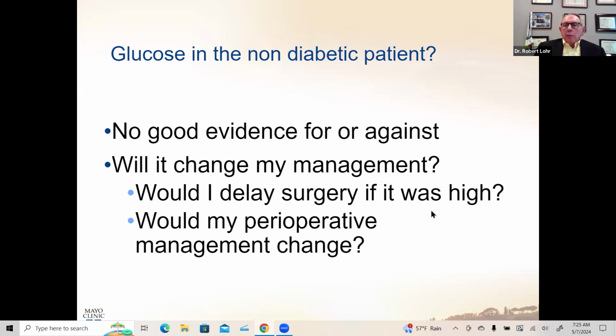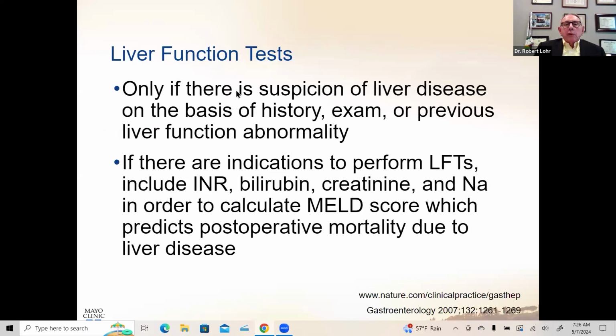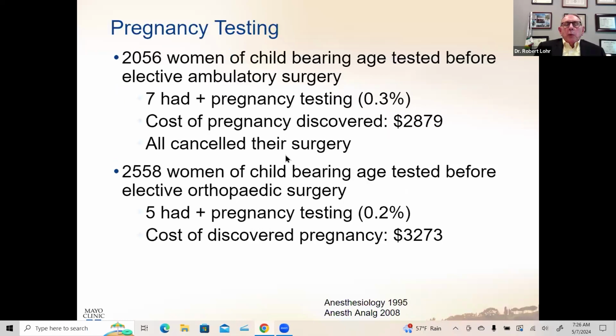So you should probably measure the A1C, at least if you don't have one that's within a couple of months in that setting. Liver function tests, and we talked about this before. If there's a suspicion of liver disease on the history or exam or previous liver function abnormality, then you need to do the combination of things to do the MELD score, and we discussed that when we went through that case. How about pregnancy testing, our last case?